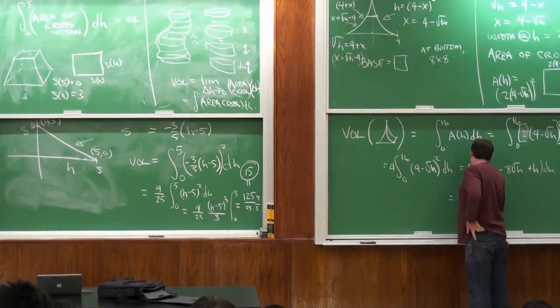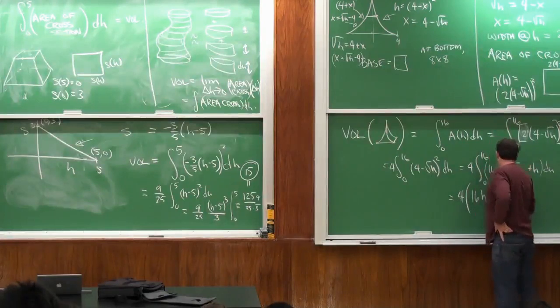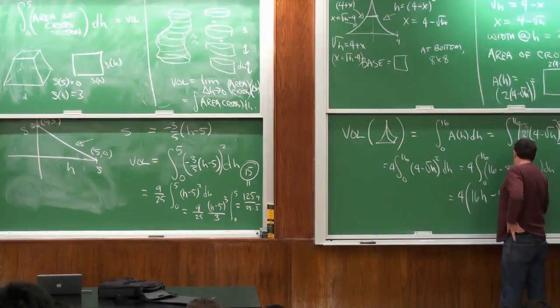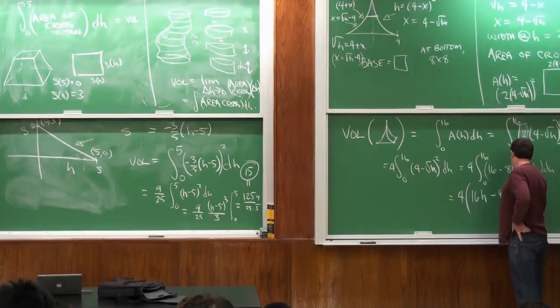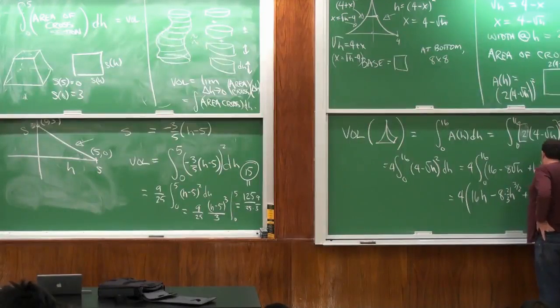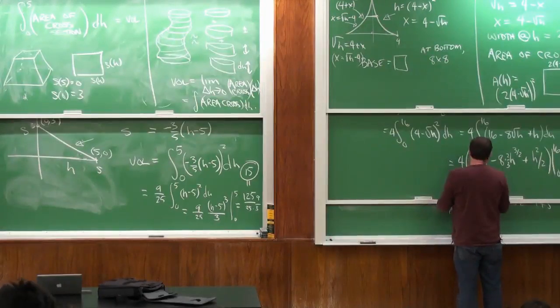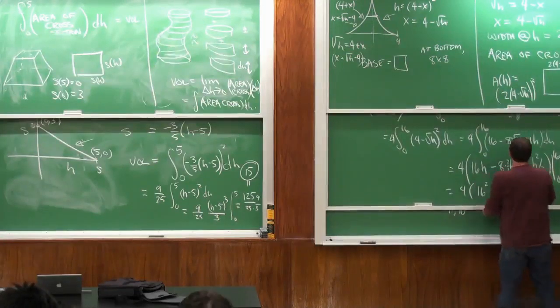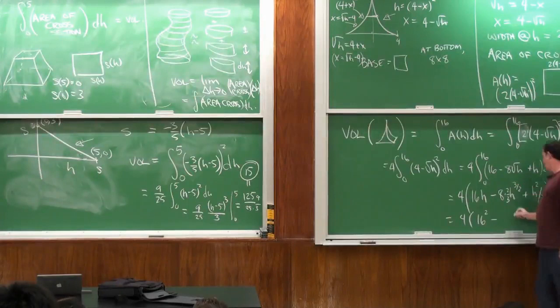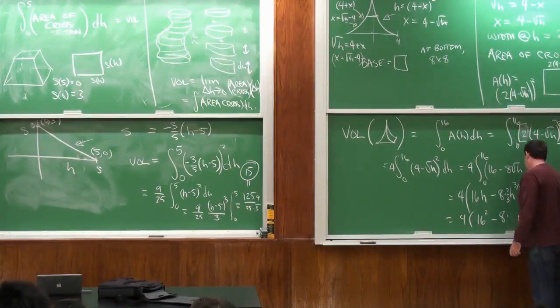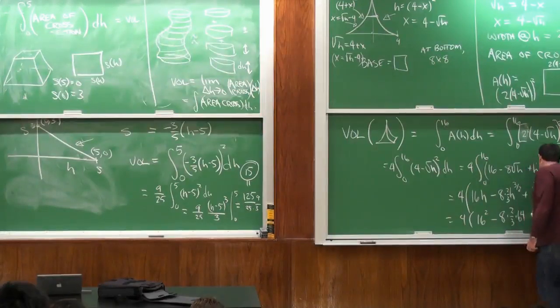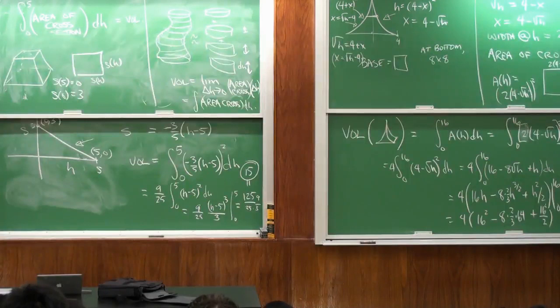4 times 16h minus 8 times h to the 3/2 over 3/2, plus h squared over 2, from 0 to 16, which is 4 times, I don't know what 16 squared is. H to the 3/2, that's 4 cubed, so that's 64. Plus 16 squared over 2, which is some stuff. So that's 3/2. I don't know what it is.